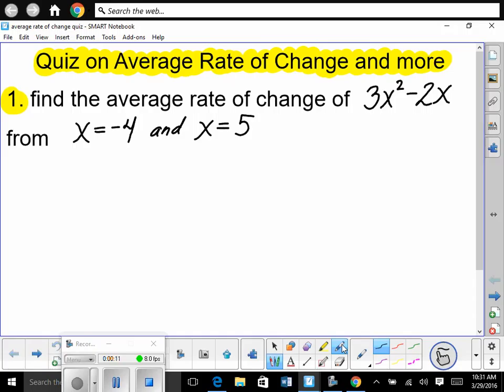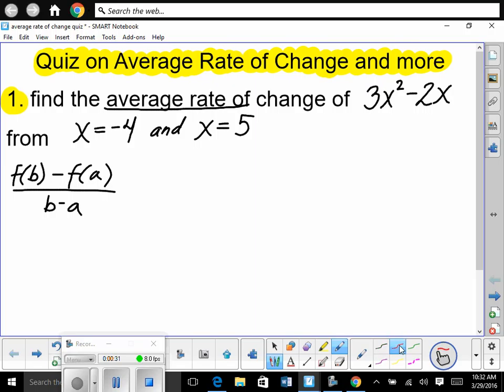So we know when we see the words average rate of change that we're going to use the formula f of b minus f of a all over b minus a, which just means our function at b minus our function at a all over b minus a. Remember, a is your smallest x value, so our a is -4, and b is your largest x value, so b is 5.